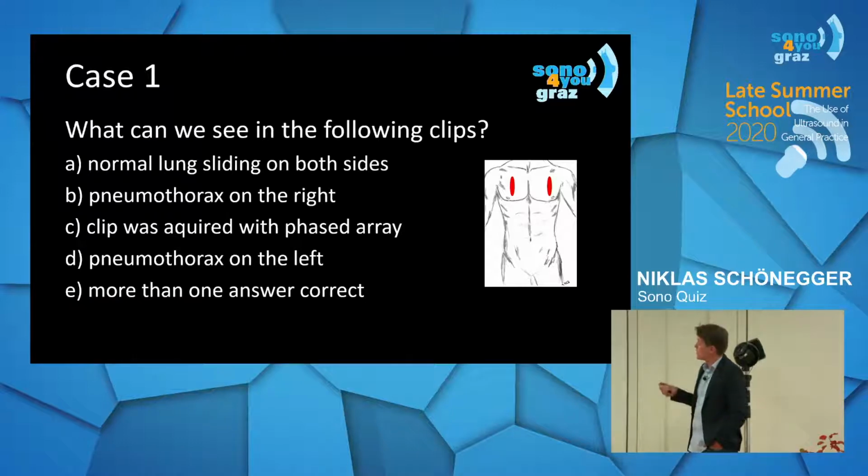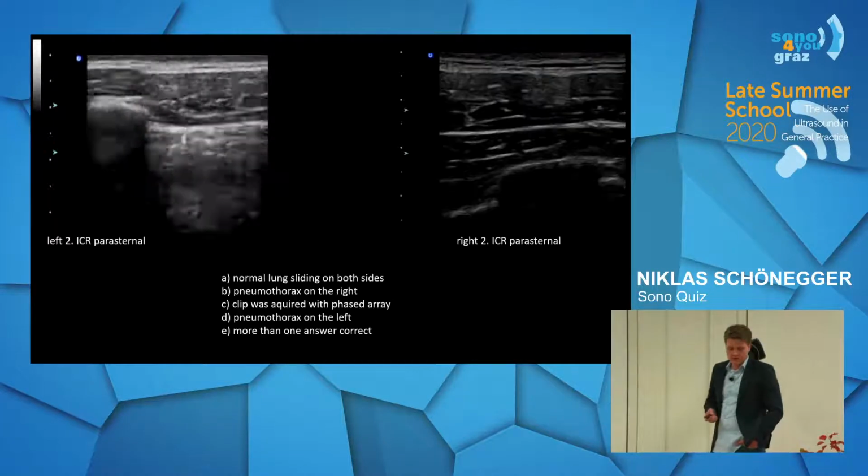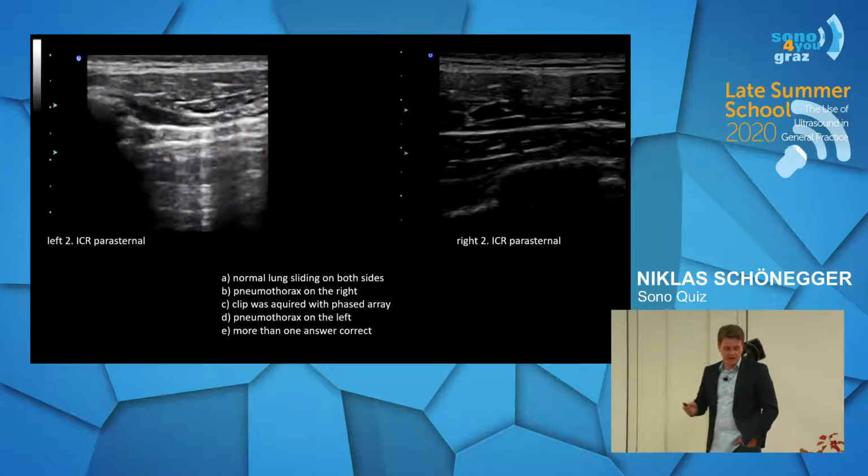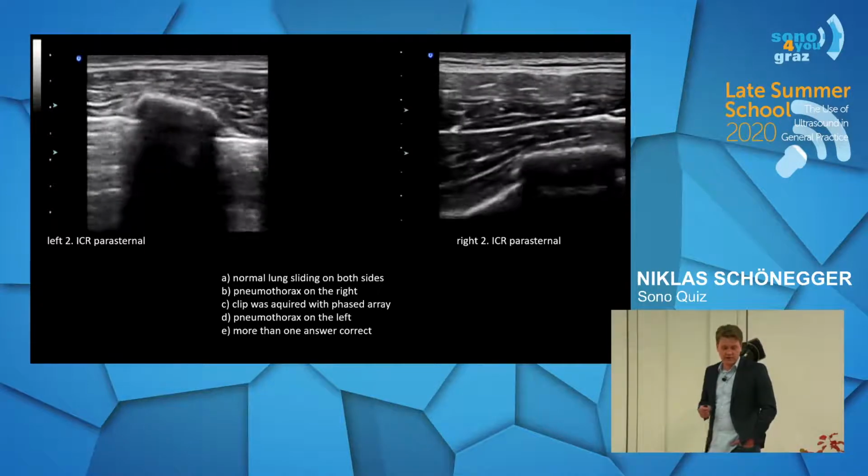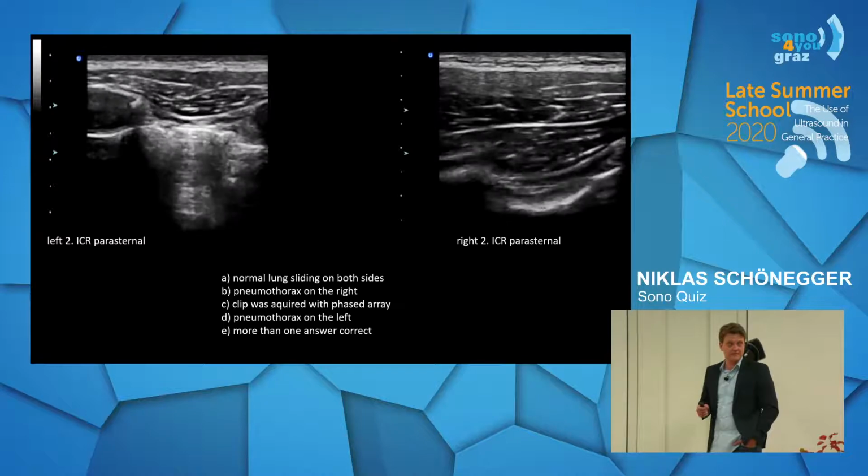Was it a normal lung sliding on both sides, pneumothorax on the right side? Was the clip acquired with a phased array? Or was the pneumothorax on the left? Or was more than one answer correct? So I now ask you to raise your hand if you think there was normal lung sliding on both sides.